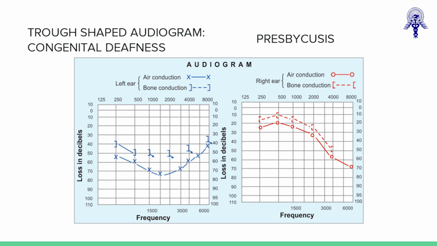The difference is in the ascending curve, where more loss is in the lower frequencies compared to the higher frequencies.